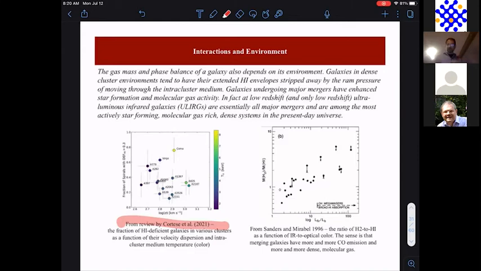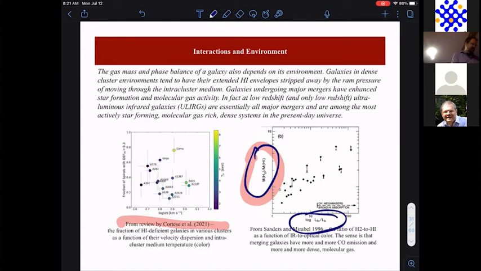And so in the local universe, ULIRGs, so very high infrared brightness galaxies, are essentially synonymous with major mergers. Again, not true at high redshift, but true at z of 0. And these major mergers show their gas become much more compact, much more dense, and more overwhelmingly molecular. So this is being shown here in a plot of the H2 to H1 ratio as a function of how IR bright the galaxy is, from a review by Sanders and Mirabel in the 90s.